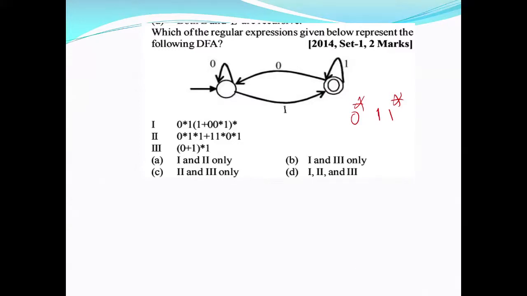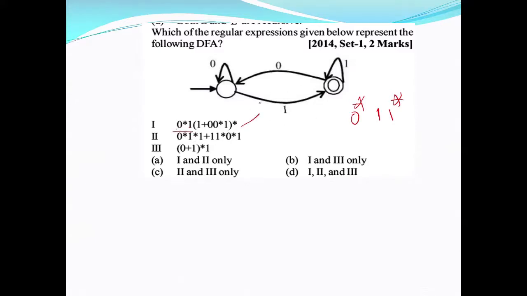So what do you get if you look at this? 0 star 1 is possible. Then 1 or 0 star 1. Then 1 can be repeated any number of times, or 0 star 1. Then 0 star 1, whole star. You can repeat this once again. So this 0 star 1 is compulsory. Option 1 is correct. Now what about 2?